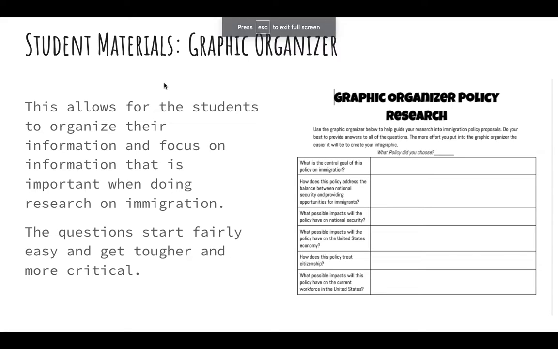So there you can see on the right the graphic organizer and what that looks like. One thing that I do want to point out is that the question at the very top is a general, easy question for them to just write their thoughts down, do a quick research on that. But then as you go down further, it gets a little bit more critical. They have to analyze that information. Okay, how does their policy really impact things like national security, or the economy? How does it treat citizenship? How does it impact the workforce? And so it allows them to critically think, but also write down those thoughts so they can then use that in their infographic.